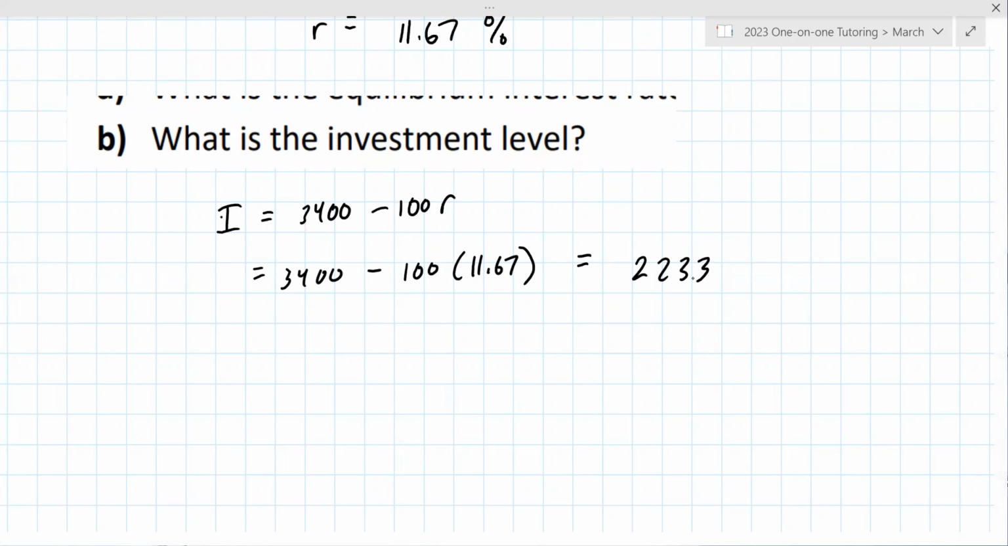That's easy enough. And then part C, we got for part C: what is the level of private savings?